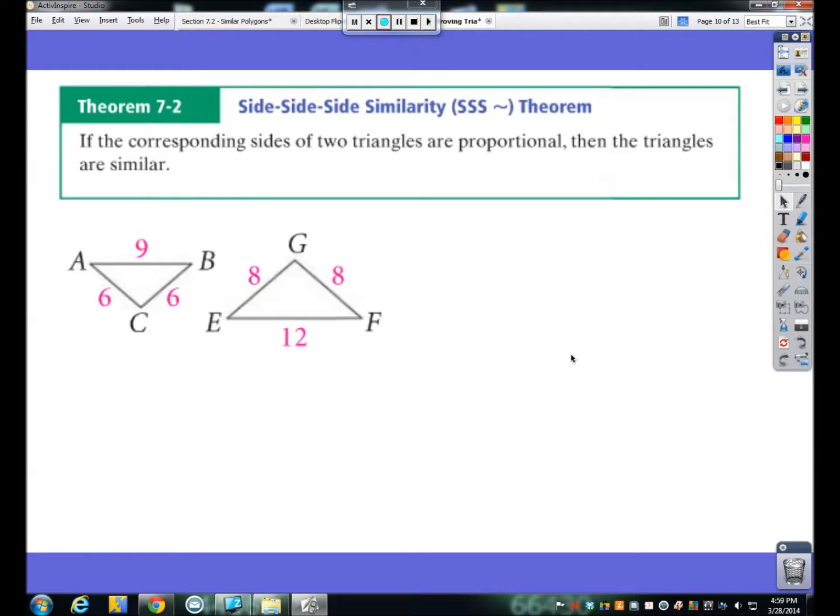Third shortcut, side, side, side. All you need to know is, if all three sets of sides are not congruent but proportional, then overall the triangles are similar, which means by default all three angles would have to match up.